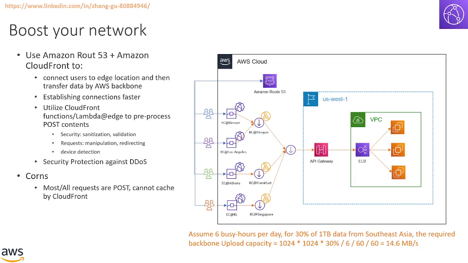Assume 6 busy hours a day for 30% of 1 terabyte data from Southeast Asia. The requested backbone upload capacity is within 15 megabytes per second, and you can send this data back to the servers in California through the backbone network with no pressure. Note that if you do not make some change to your HTTP post requests and all the requests are still through HTTP post, then the outbound data cannot be cached by Amazon CloudFront, that's a great degradation to its performance.